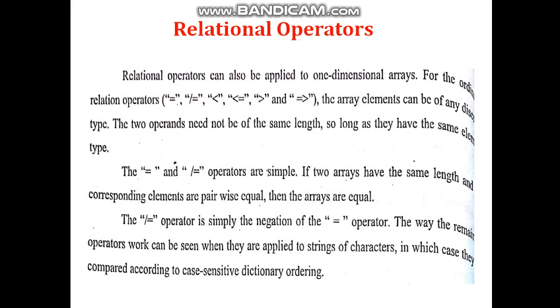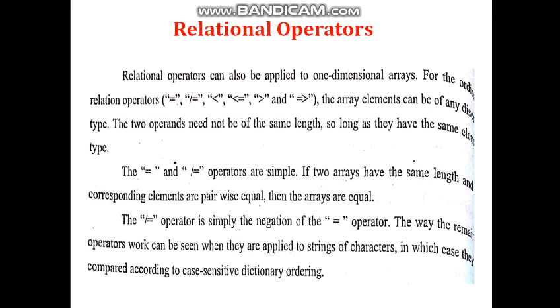The way the remaining operators work can be seen when they are applied to strings of characters, in which case they are compared according to case-sensitive dictionary ordering. To see how the dictionary comparison can be generalized to a one-dimensional array of other element types, let us consider the less than operator applied to two arrays A and B. If both A and B have length 0, A less than B is false. If A has length 0 and B has a non-zero length, then A is less than B.